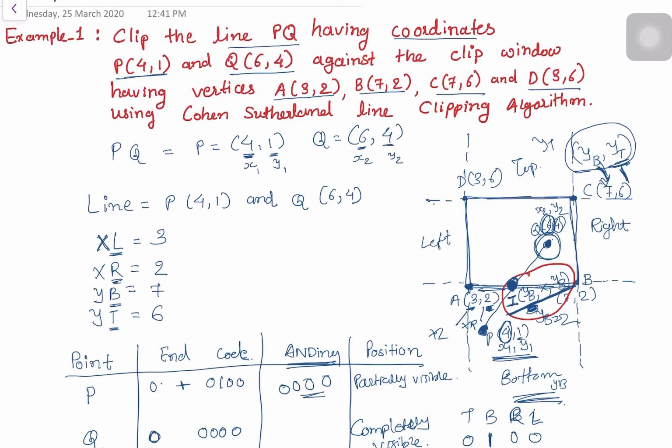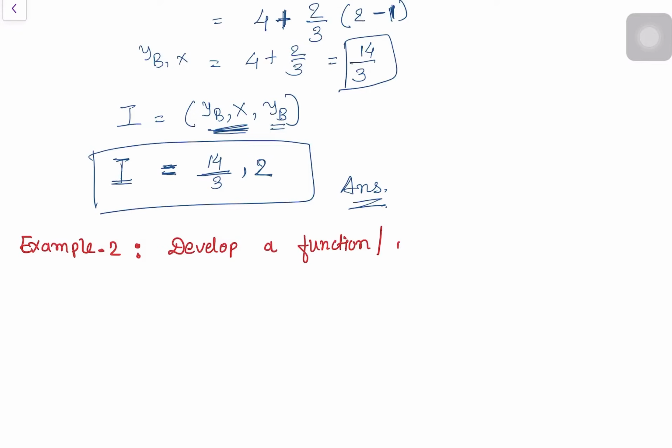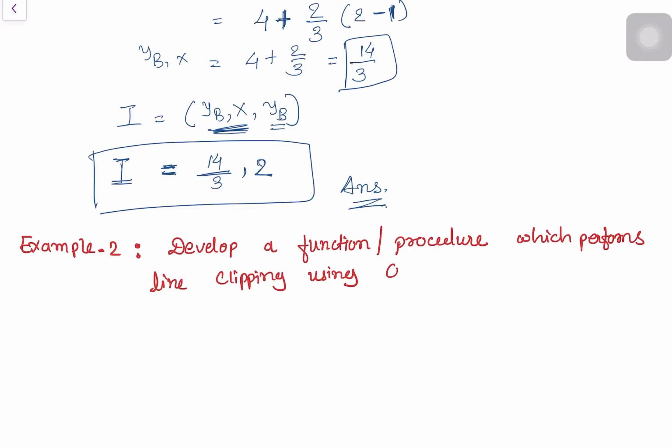Now let's take example number 2. Now it is given that, develop a function, procedure, which performs line clipping algorithm using the Cohen Sutherland method.